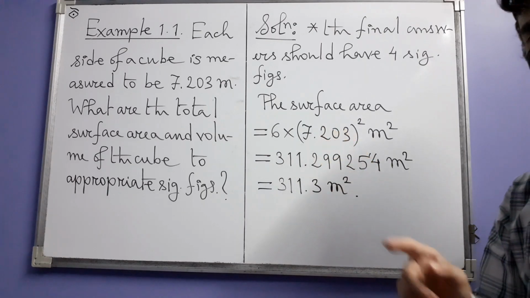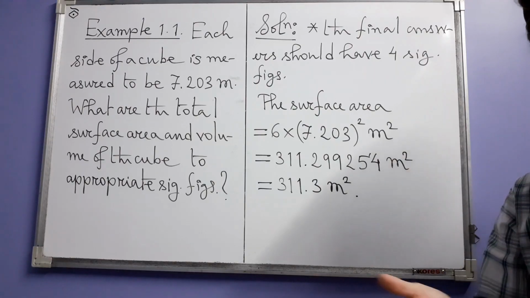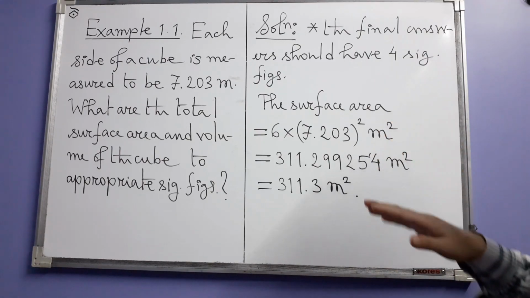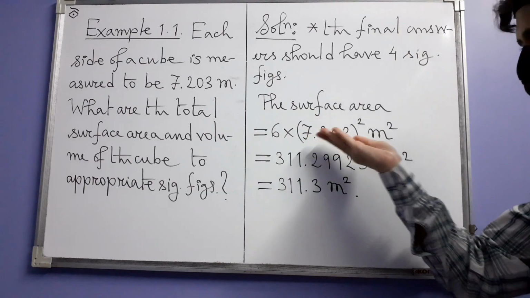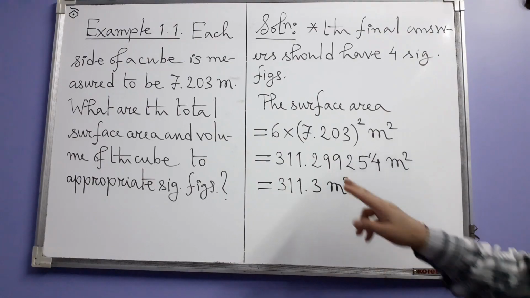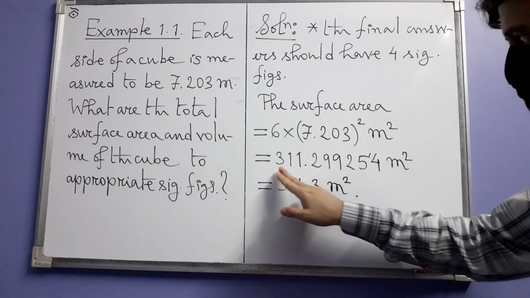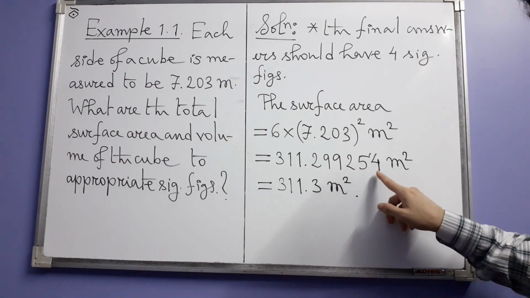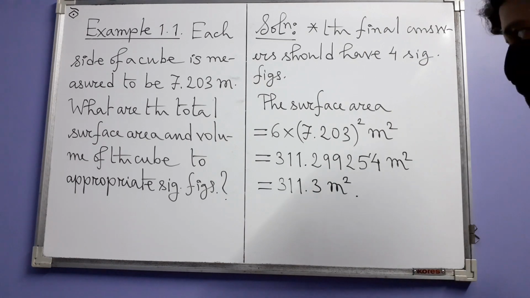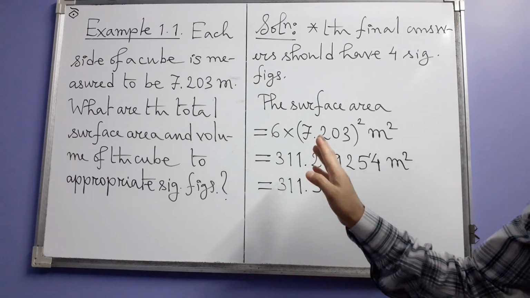The formula for the surface area is 6 times side square. A cube has 6 sides and each side is a square. So, each side will have surface area side square, and so 6 times that. Mathematically this figure comes, where you can see that there are many digits. However, you want only 4 significant figures. So, besides these 3, before the decimal point you want only 1 more.